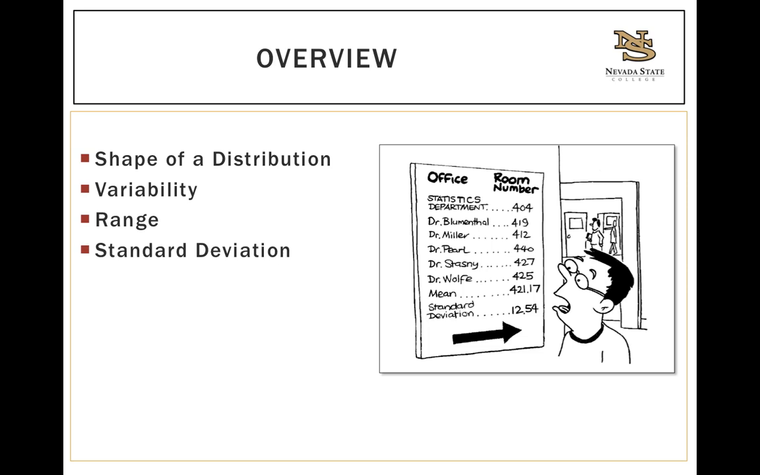In order to calculate the standard deviation, you'll need to learn about the sum of squares and variance. And finally, we'll go over the empirical rule, which is really important for when we move on to inferential statistics.